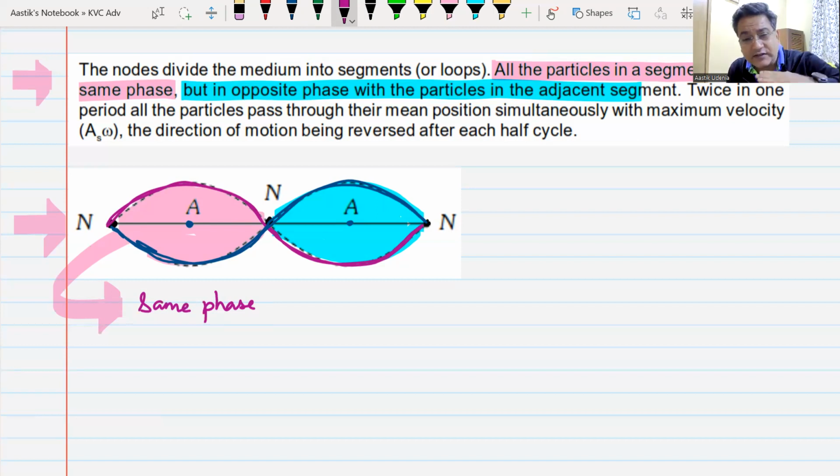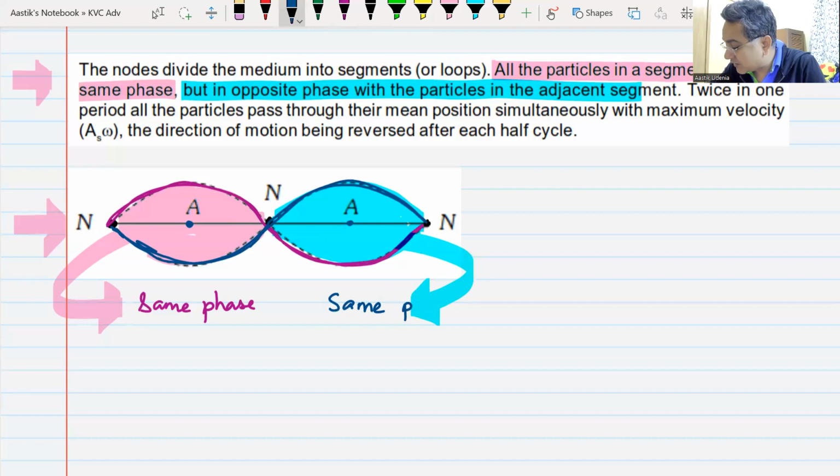But when these particles are moving on this side, the other particles are moving on the other side. That means all these particles on the blue are also in the same phase. Do we understand this? Yes, sir. All the particles on the blue side are also in the same phase. But if I compare any particle on the blue side with any particle on the pink side, they will be 180-degree out of phase. Do we understand this? They are 180-degree out of phase of each other. Yes, sir.